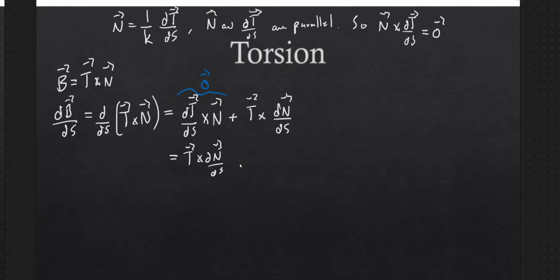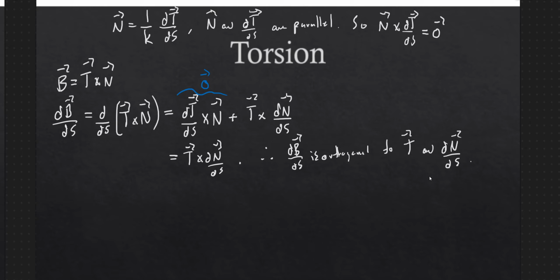So what this tells me is, conclusion, that dB/ds is orthogonal to T, and orthogonal to dN/ds. So remember, the result of a cross product, the vector that comes out of this, has to be orthogonal to both vectors that I put into it. So it's orthogonal to T and dN/ds. So dB/ds is orthogonal to T and dN/ds.